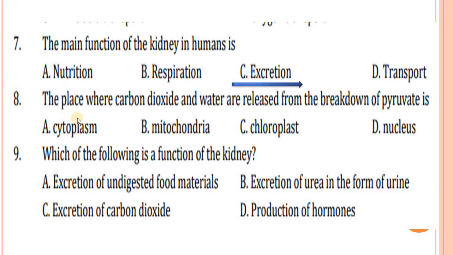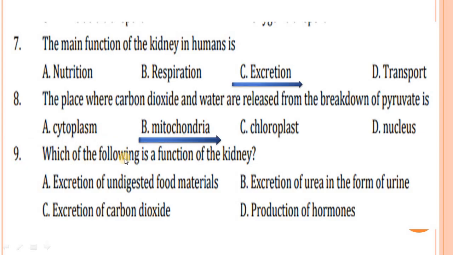Eighth question, the place where carbon dioxide and water are released from the breakdown of pyruvate. Here pyruvate is a compound made up of 3 carbon atoms, which will break down into carbon dioxide and water inside the cell with the help of mitochondria.